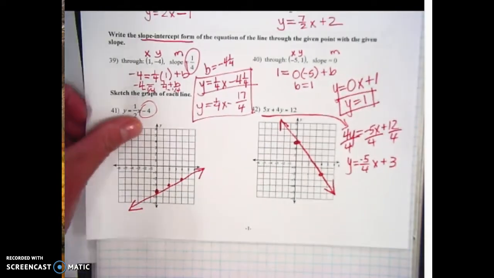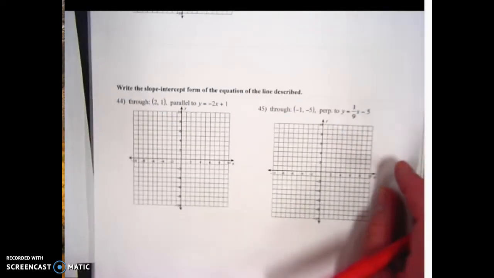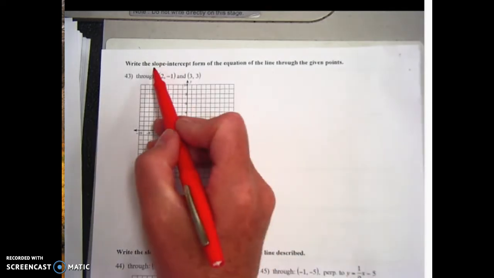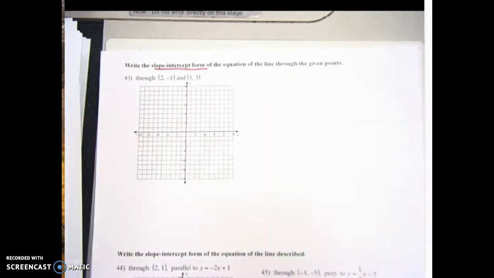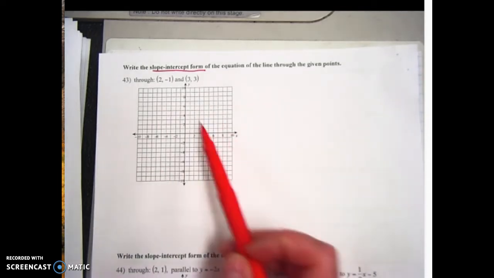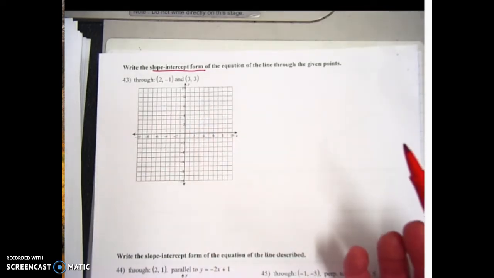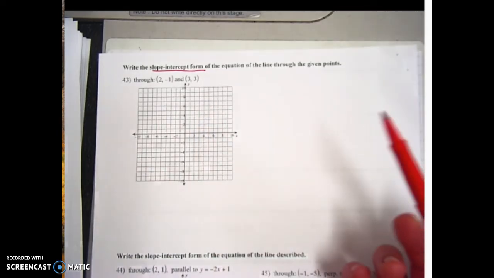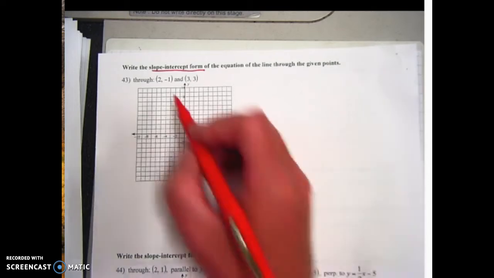All right, flip over to the last page. Up the top with number 43, write the slope-intercept form of the equation of the line through the given points. So if you have a graph, you can graph them, count your slope, see if you can figure out the y-intercept, or you can do it algebraically. So I'm going to graph them.